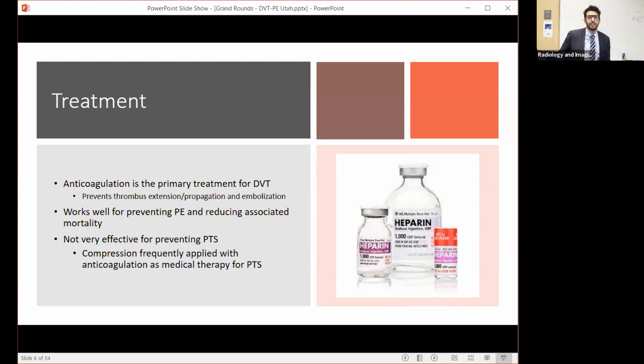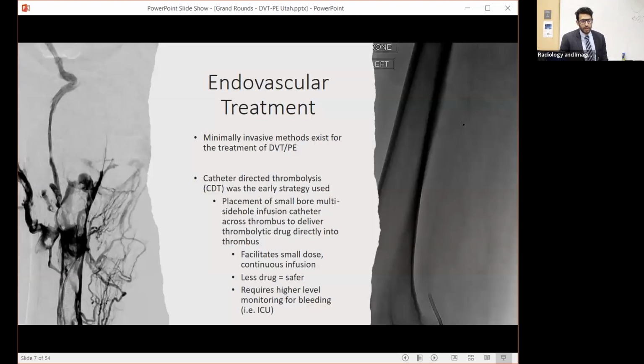So it's not very effective for treating PTS, which, as I just mentioned, for DVT is sort of your primary concern when you're treating this. And oftentimes you'll see patients who get compression applied with anticoagulation, but again, that really hasn't been shown to be very effective for PTS, because the rates are still very high. So that's all the background about DVT, all the science that we talk about.